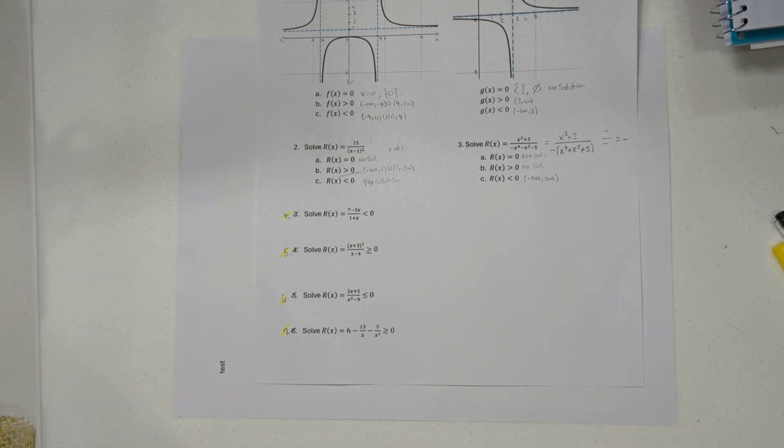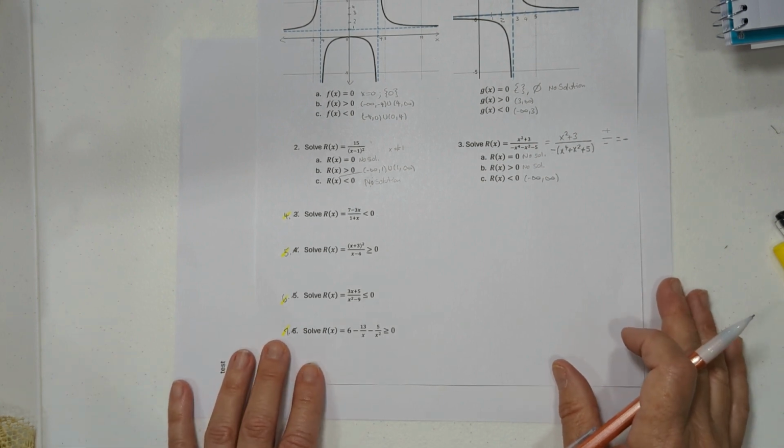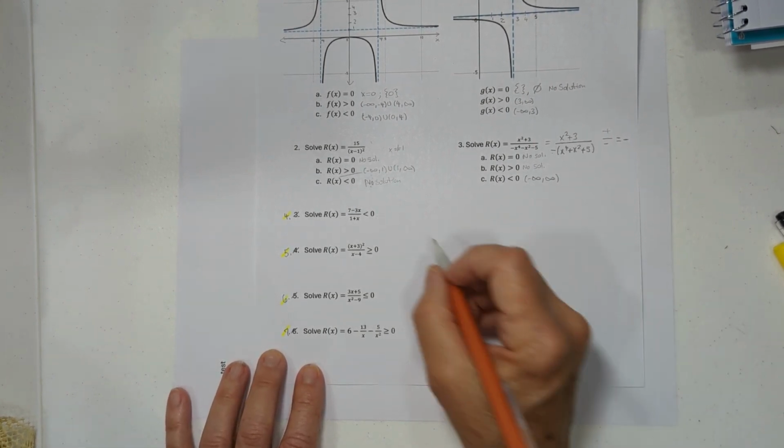Okay, so to solve problems like 4, 5, 6, and 7, that are not as clear cut, when is it going to be positive, when is it going to be negative, when is it going to equal 0, this is the method that we will use. These are the steps you'll use.